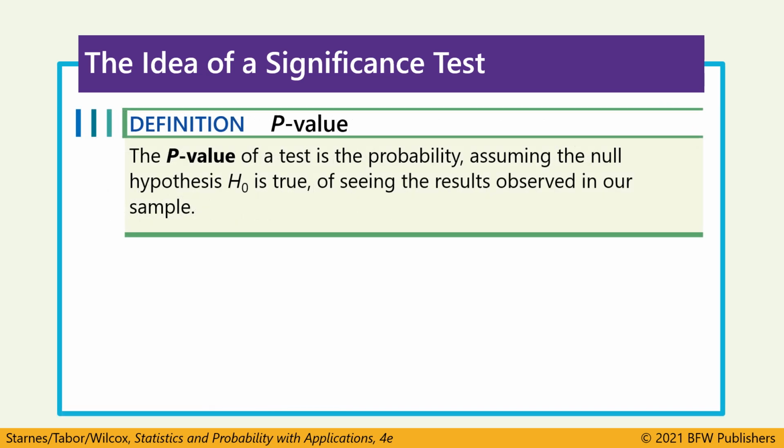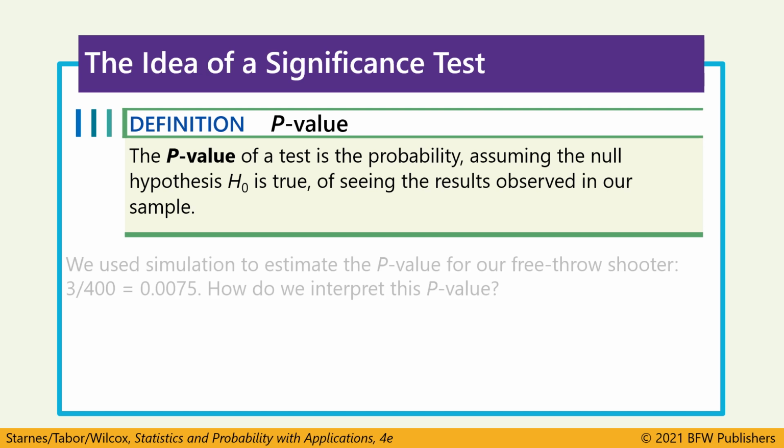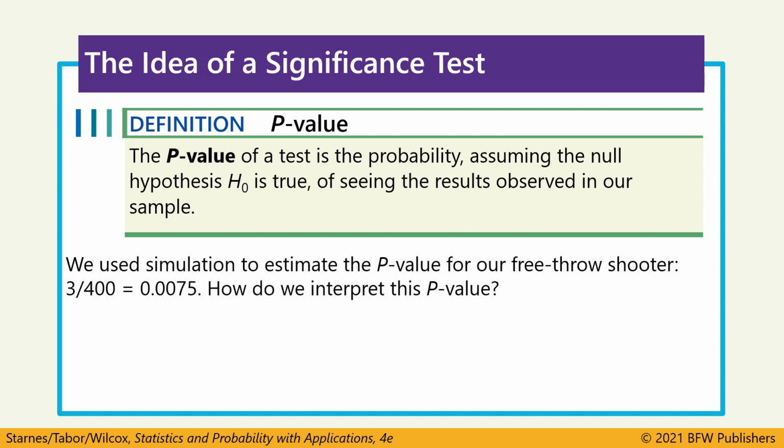The p-value of a test is the probability, assuming that the null hypothesis is true, of seeing the results observed in our sample. So in our example here, we created a simulation, that dot plot, where only 3 out of the 400 dots resulted in 64% or less. That's a probability of 0.0075. That's our p-value for this problem.